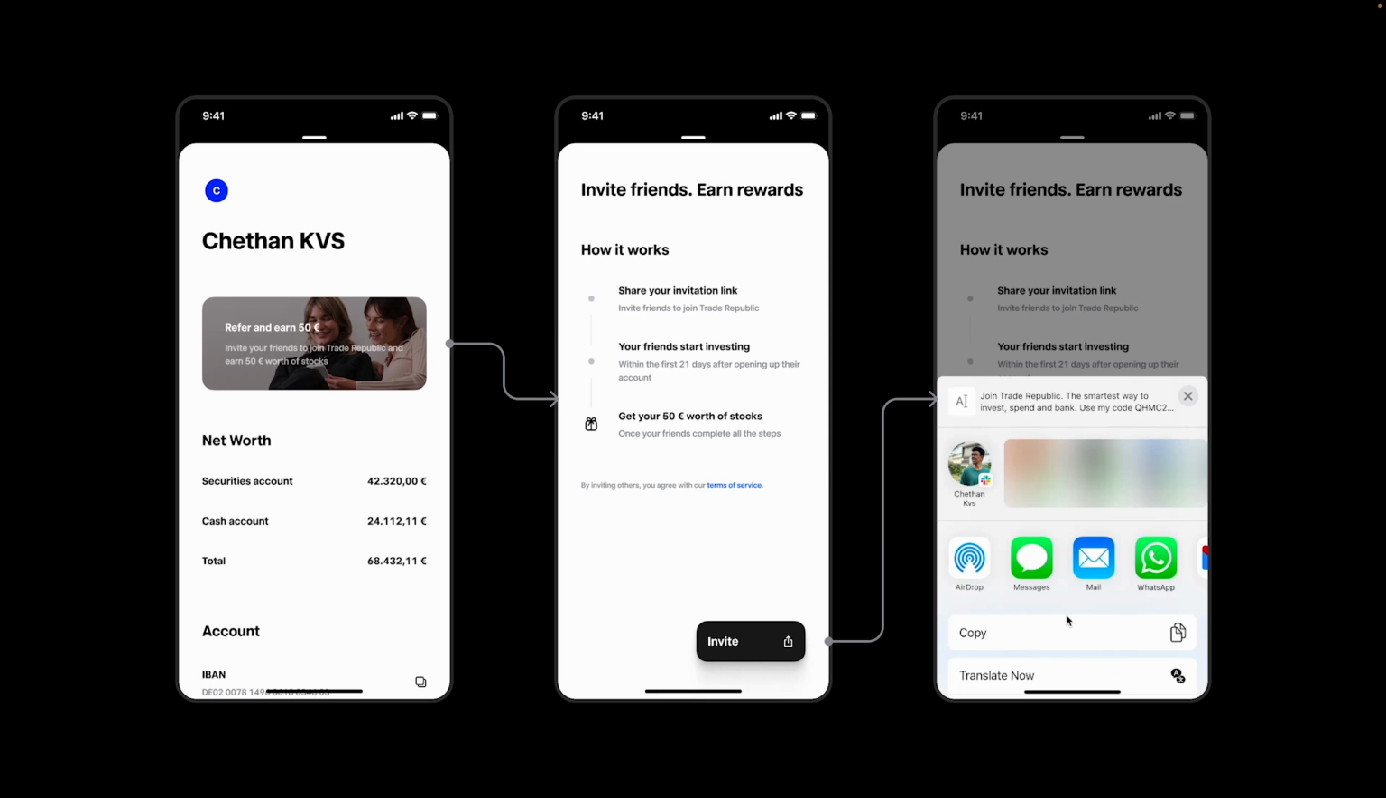Now the question we have to answer is, why are users not referring? And there could be many reasons for that. Let's take a few examples. Let's say reason one, users are unaware of the referral program.